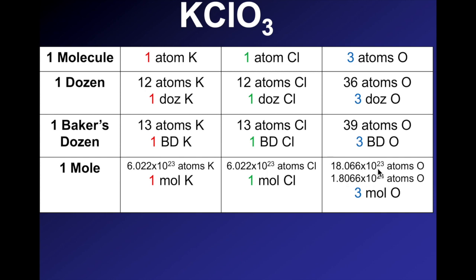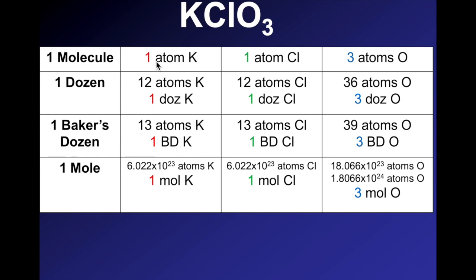If you look at this number, you'll see that this number is 3 times bigger than this value over here, which means if I have 18.066 times 10 to the 23rd, I have 3 moles. No different than 36 atoms of oxygen is 3 dozen, or 39 atoms of oxygen is 3 baker's dozen. 18.066 times 10 to the 23rd atoms of oxygen is 3 moles.